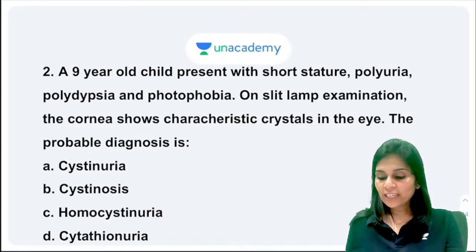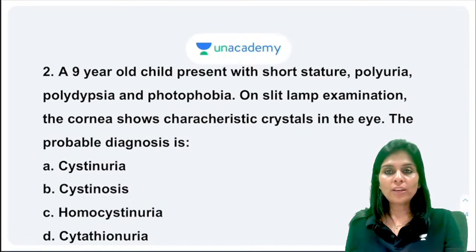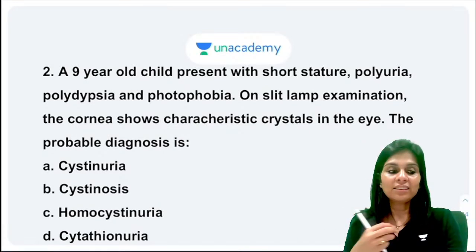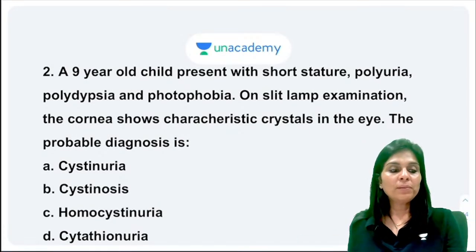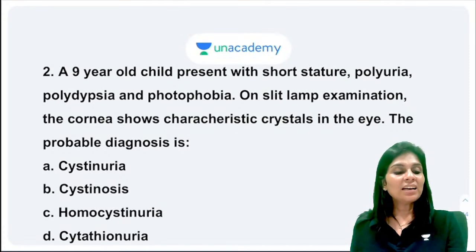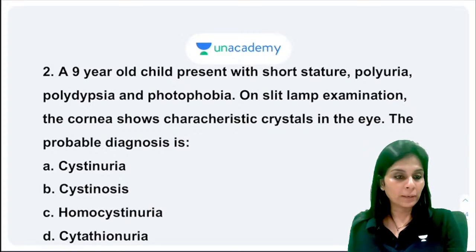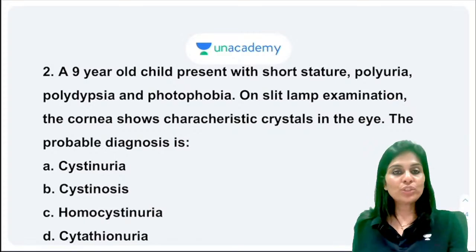A 9-year-old child presents with short stature, polyuria, polydipsia and photophobia. On slit lamp examination, the cornea shows characteristic crystals in the eye. The probable diagnosis is, what will be your answer? Can we start excluding choices one by one? Do you think it is homocystinuria?